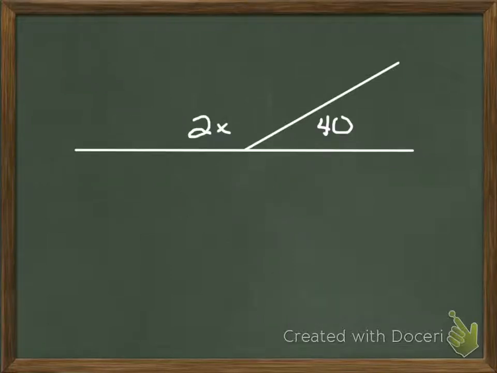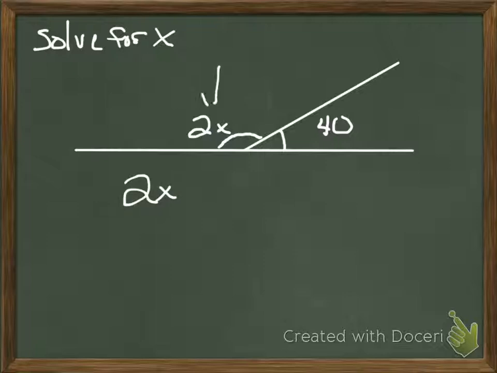Alright, now let's go ahead and get this equation down. What they want us to do here is solve for x. So we want to know, what does x equal? We know that angle A here, or angle B, either one, is 40. We know that this angle here is 2x. So once again, they're supplementary angles. So A plus B equals 180. In this case, it would be 2x, this angle here, plus 40, that angle there, and it equals 180.